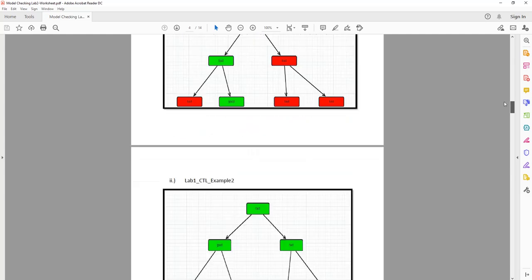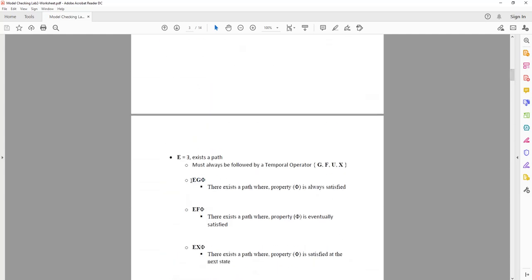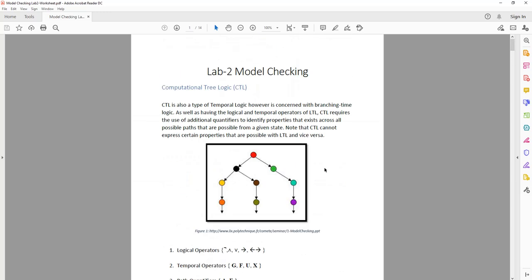When we have EG of phi, there exists a path where phi is always satisfied. Then we only need one path where G holds. If it's, let's say, red, black, brown, dark green, that could be a path where this is always satisfied. It's not satisfied here, not satisfied over in this path, but it's satisfied in this individual path, and that would be exists a path for G of phi. So it's just one single path. There could be two, there could be three, but as long as there is one, then it is satisfied.